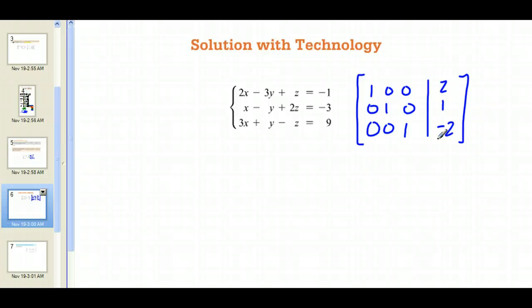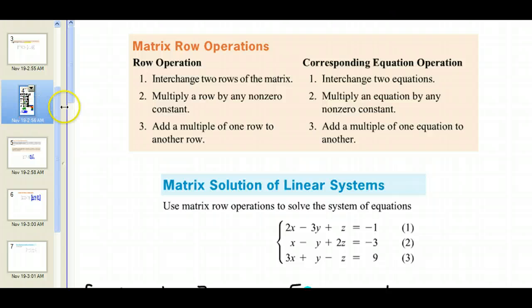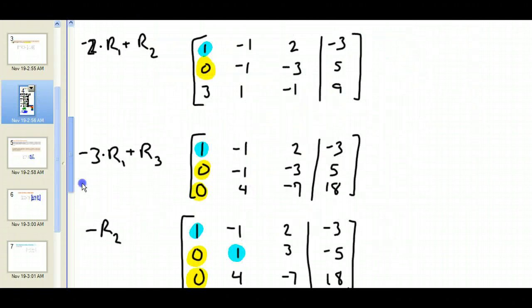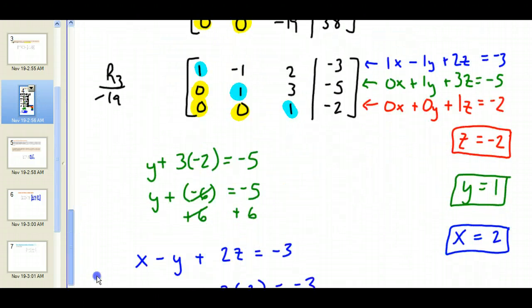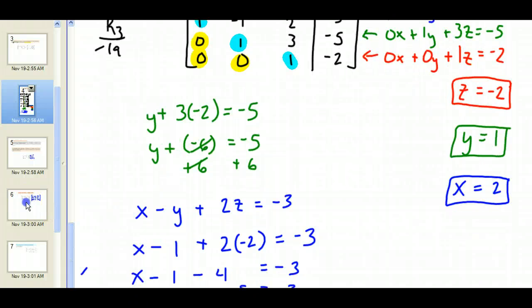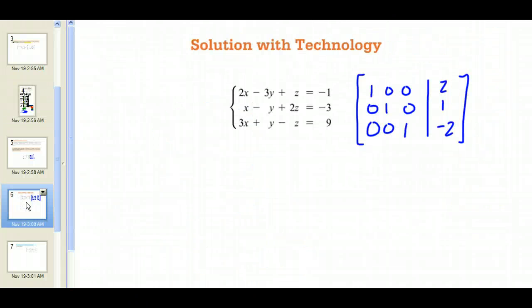So you're probably saying, why did you show me all that? Well, because sometimes you have to do it by hand. So doing it by hand, it's a much more complicated process, and it gives you appreciation as well for what your calculator can do with just a touch of a couple buttons.